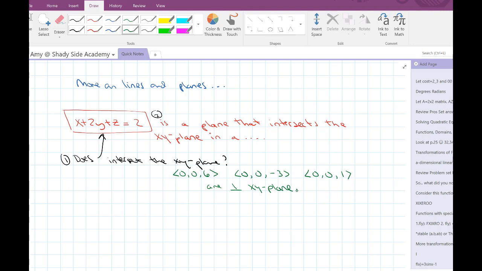If you know that 0, 0, 1 is perpendicular to the xy plane, what is the vector that is perpendicular to the plane in question? In other words, what is n for this vector? And maybe you will say that for this vector, n equals 1, 2, 1. Oops, n equals that for the plane in question.